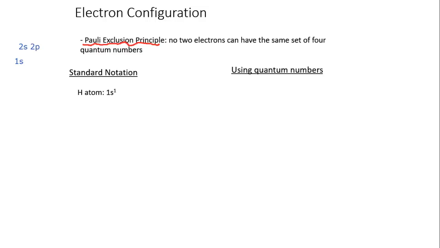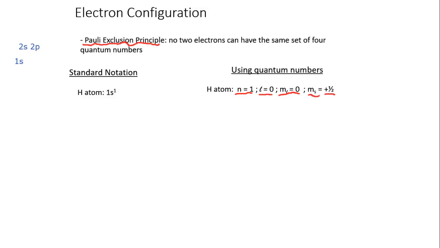And what this 1s means is it helps identify the four quantum numbers. The 1 tells us the energy level. The s tells us the type of orbital. And since we know the L, we know the M sub L, and then M sub S is plus a half. It's common to give the first electron a spin up, or plus 1/2, for M sub S.